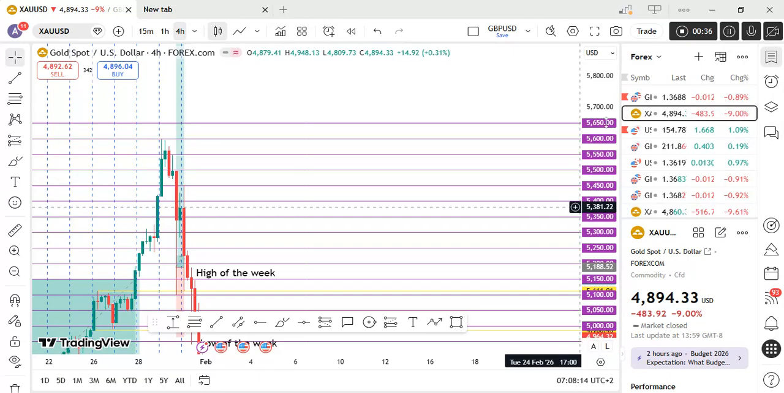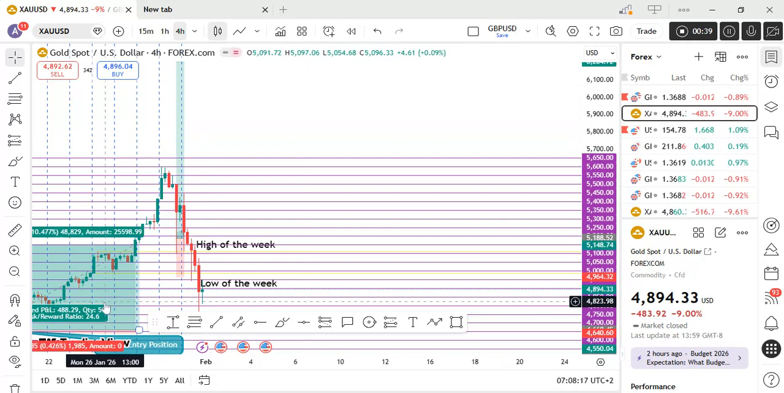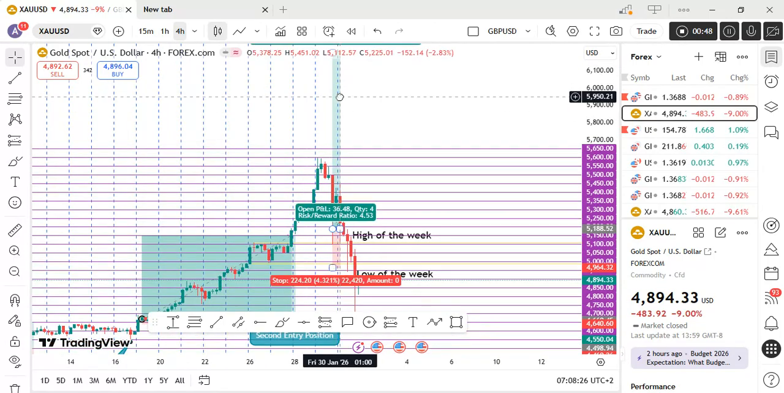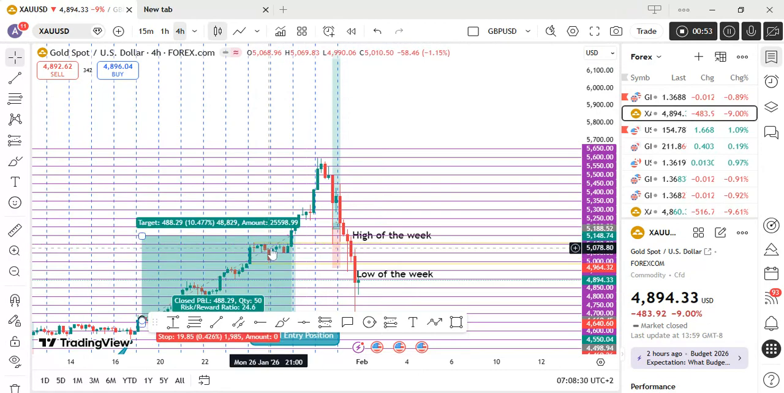I saw, like I told you in the previous post about the gold buyers, that it was forming a market structure. So that definitely was what happened on gold. So what happened on this day after marking the high of the week? That was on Monday.